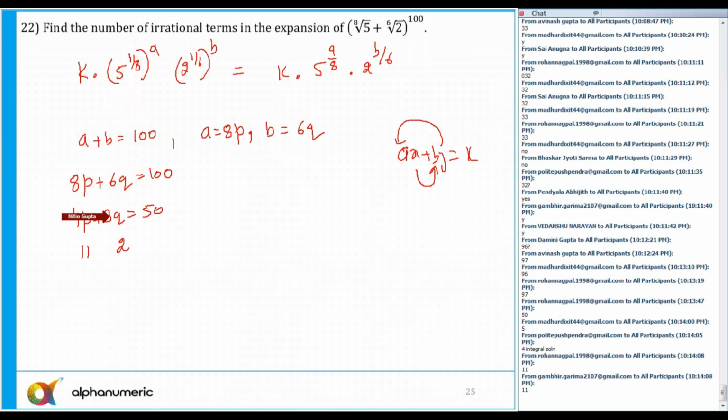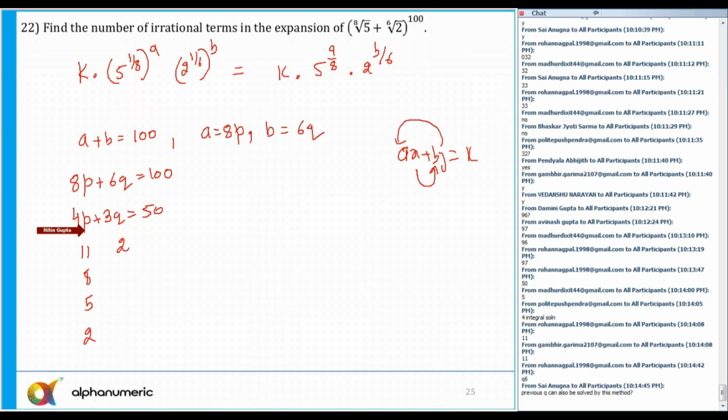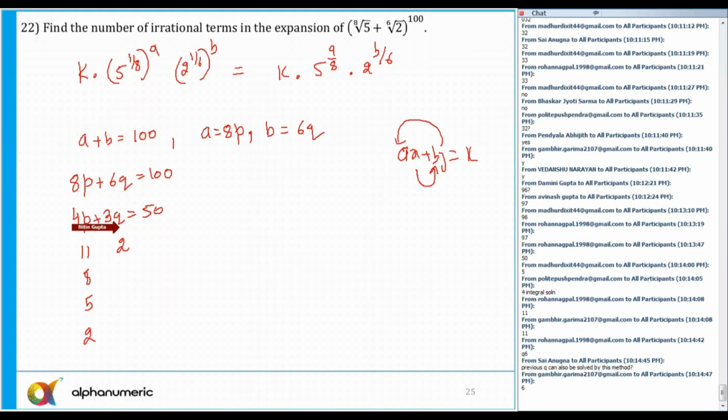So if you find one of the solutions, 11 and 2, the next solution of p is, p will change at a step of 3. So 11 minus 3 is 8, 8 minus 3 is 5, and 5 minus 3 is 2. And the value of q will change at a gap of 4. So 2 plus 4 is 6, 6 plus 4 is 10, and 10 plus 4 is 14. So these are 4 integral solutions.